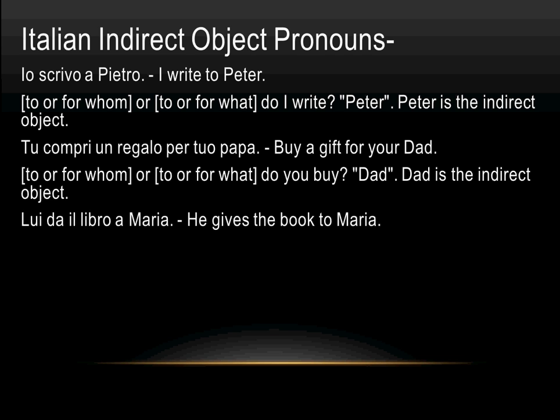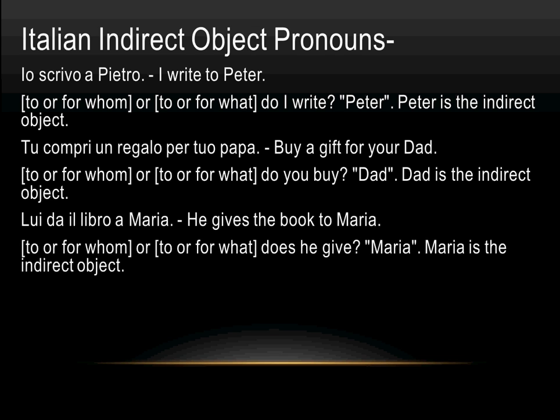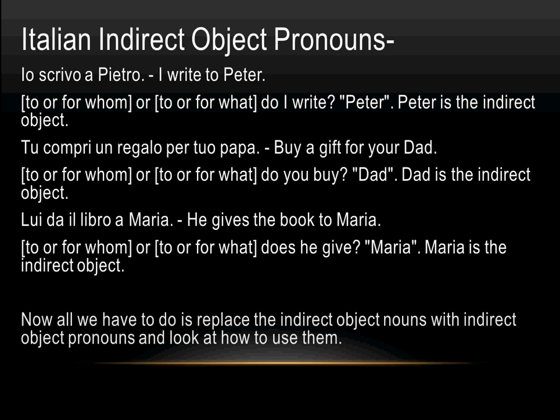Another one. Lui dà il libro a Maria. Scusi. He gives the book to Maria. Okay, the book is the direct object. To Maria, the indirect object. Simply by answering to or for whom, or to or for what.